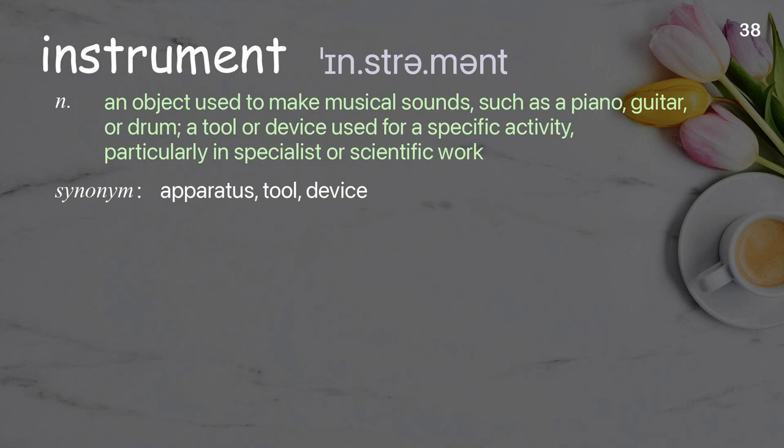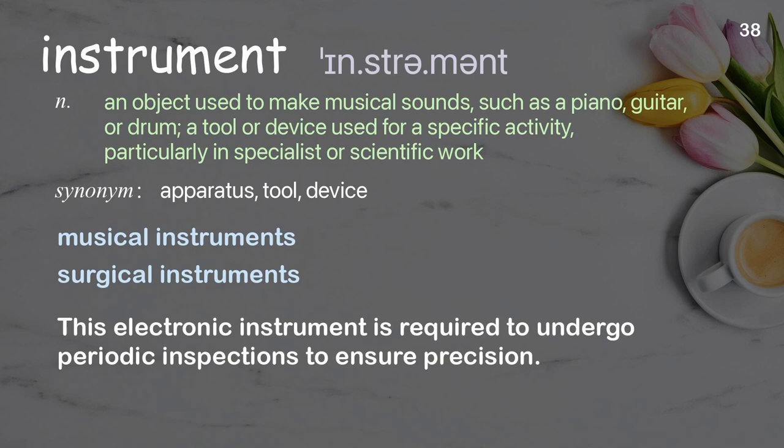Instrument. An object used to make musical sounds, such as a piano, guitar, or drum. A tool or device used for a specific activity, particularly in specialist or scientific work. Examples. Musical instruments. Surgical instruments. This electronic instrument is required to undergo periodic inspections to ensure precision.